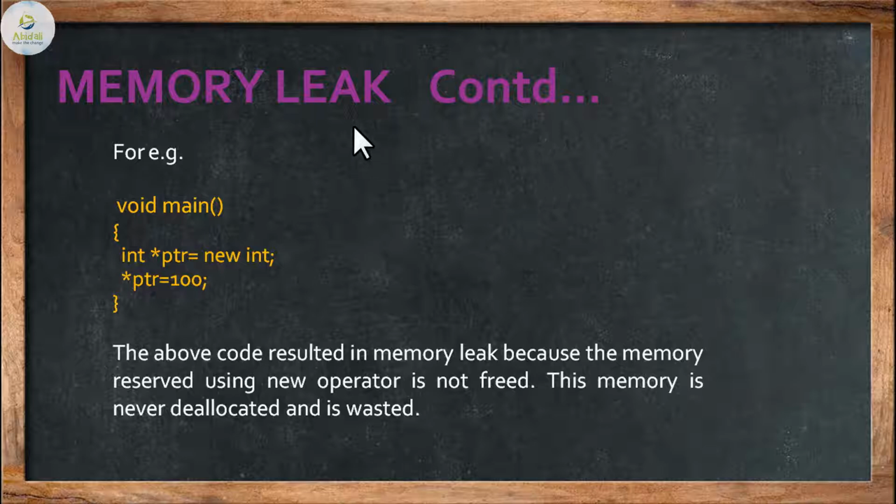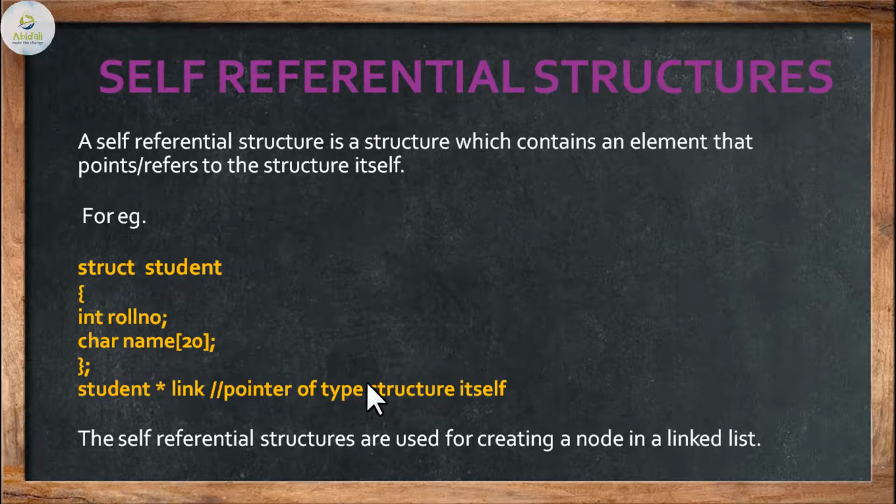Going forward, we have the example of the memory leak. For example, a pointer PTR is allocated memory space and it is assigned a value, so the value at PTR is equal to 100. The above code resulted in a memory leak because the memory reserved by the new operator is not freed by the delete operator. This memory never gets deallocated and is wasted and is no more in use. Okay, such an example of memory leak you can see.